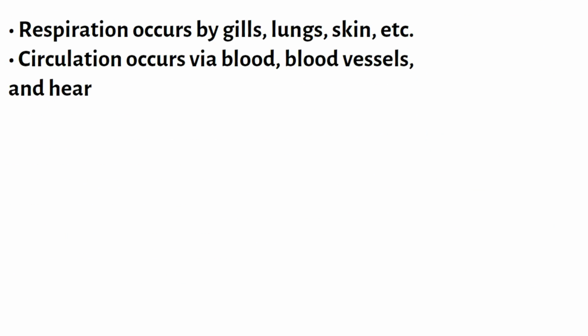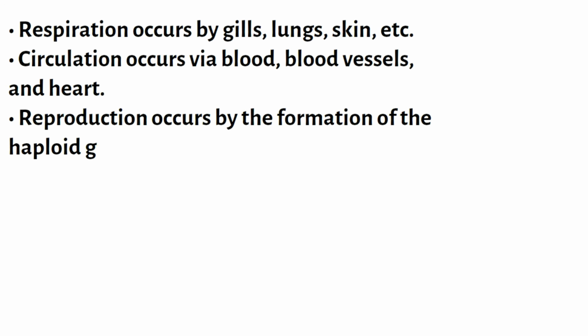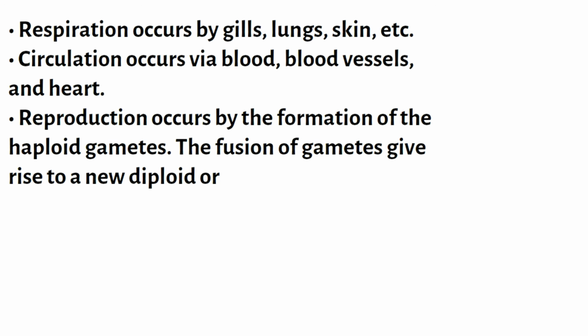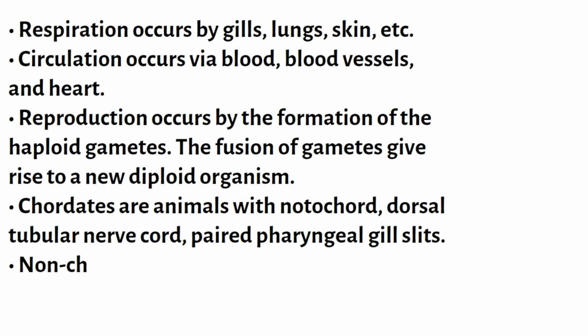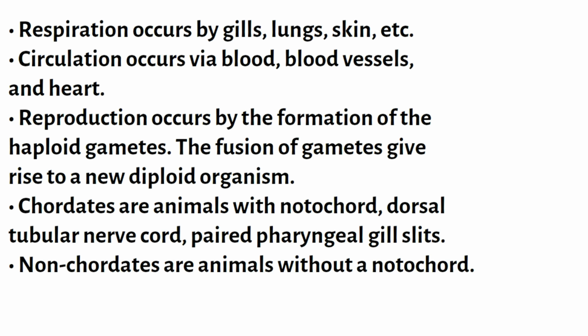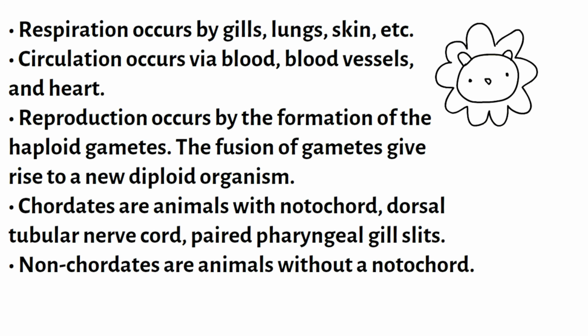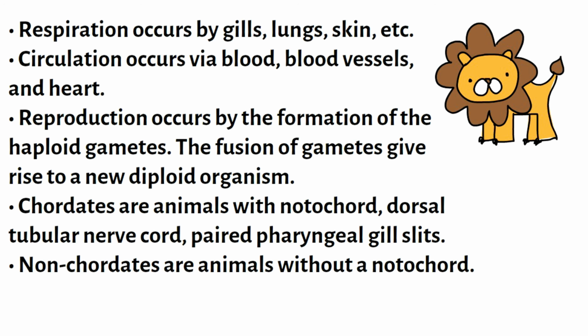Respiration occurs by gills, lungs, skin, etc. Circulation occurs via blood vessels and heart. Reproduction occurs by the formation of haploid gametes. The fusion of gametes gives rise to a new diploid organism. Chordates are animals with notochord, dorsal tubular nerve cord, paired pharyngeal gill slits. Non-chordates are animals without a notochord.